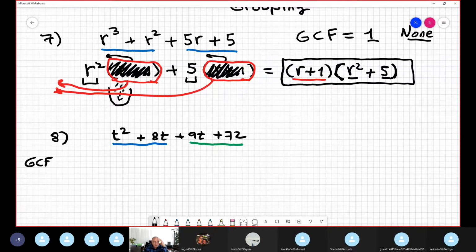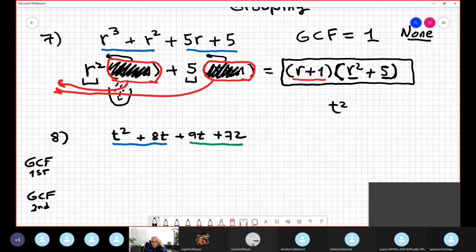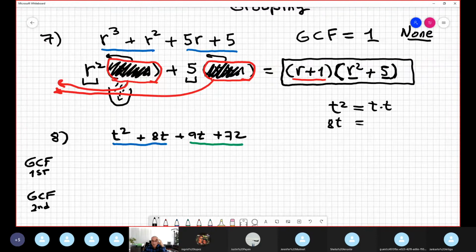GCF in the first couple. And GCF in the second couple. What is the GCF? What part do you see common? Is it 2? No. Focus on the blue part. In t squared and 8t, what is the GCF? No, Bianca. t squared is t times t. And 8t is 8t. And you see, wow, t is a common factor. And you factor out t and inside stays t plus 8. Bianca, do you see or no?